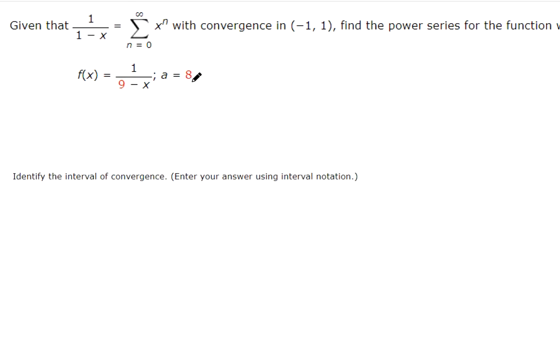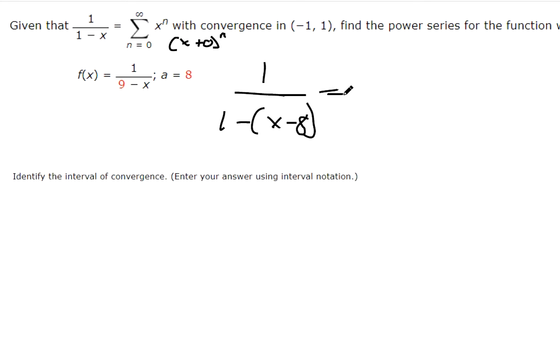So in the sum of our power series, we want 1 over 1 minus x minus 8. This is a power series centered at x equals 0 because this is x plus 0 to the nth power. So instead of having a sum centered at x equals 0, we're trying to make a sum that's centered at x equals 8. So I'm going to replace this with x minus 8.